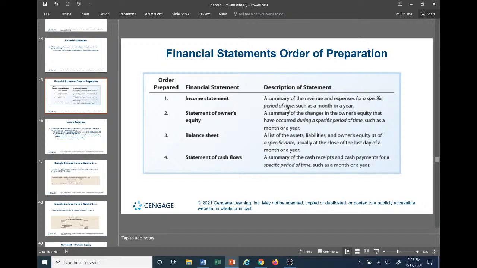Now let's look at the statement of owner's equity, okay? This is going to be a summary of the changes in the owner's equity that have occurred during a specific period of time, such as a month or year. So these changes that take place on the income statement are going to have a direct effect on the changes on the statement of owner's equity, because once again, we're evaluating the changes.